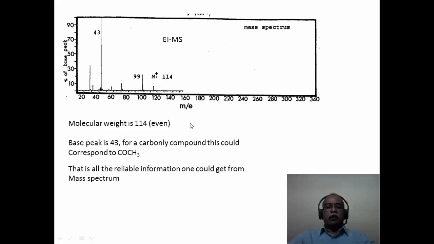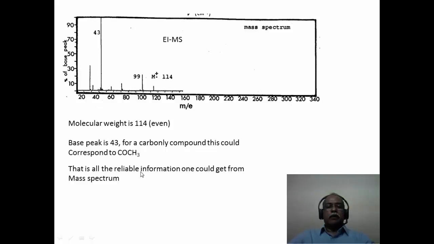You can be sure now that there is no nitrogen, at least no odd number of nitrogen, in this particular compound. The only other peak that we see, a very intense peak, is the 43 peak. The 43 peak could correspond to the CH3CO group, the acetyl group, because it is a carbonyl compound. It is most likely an acetyl group, and that is the base peak in this spectrum.